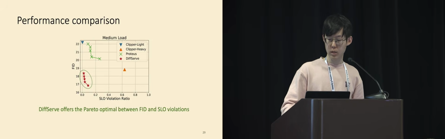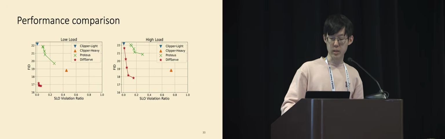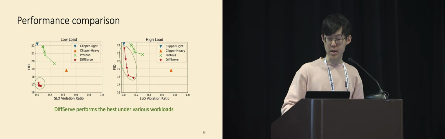We attribute this to the query-aware nature of DiffServe, as it can select the appropriate model for each query based on its content and difficulty. And this advantage holds across different workloads. The figure shows the performance comparison under low load and high load. And we can see that DiffServe maintains the best trade-off under various workloads.